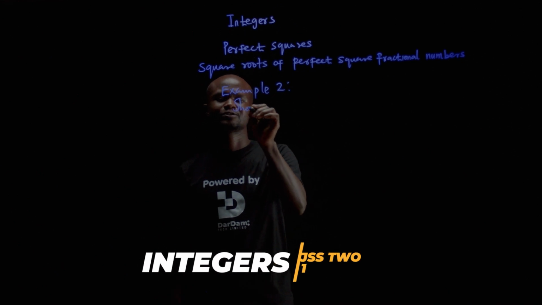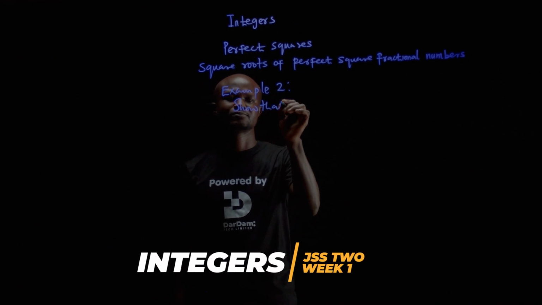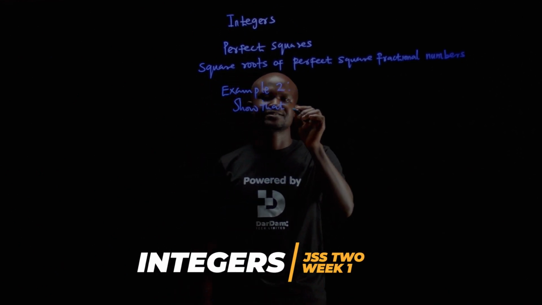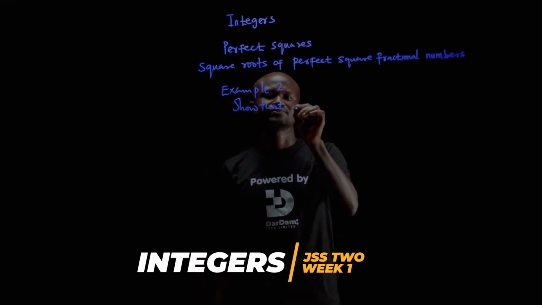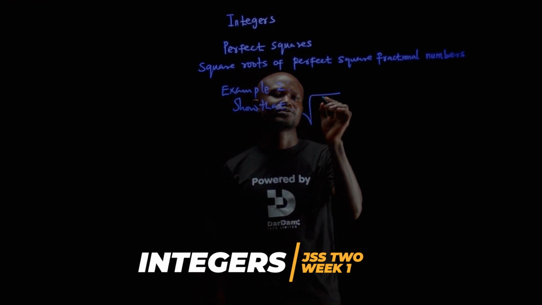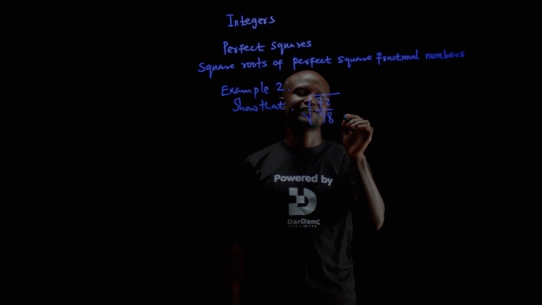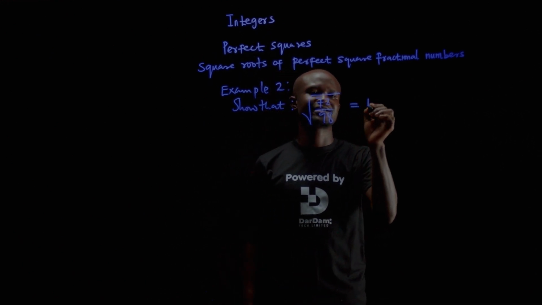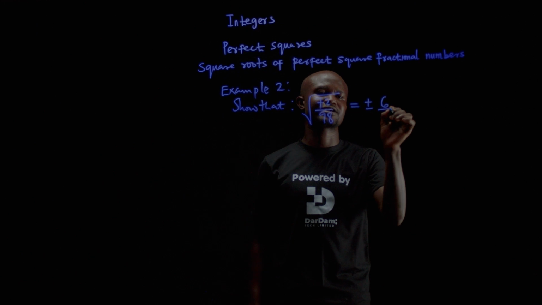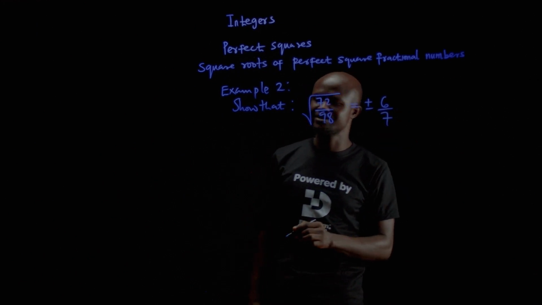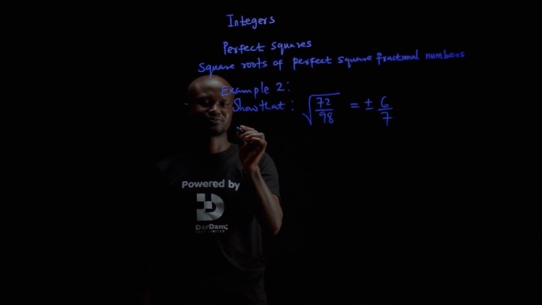Show that the square root of 72 divided by 98 equals plus or minus 6 divided by 7. Solution.